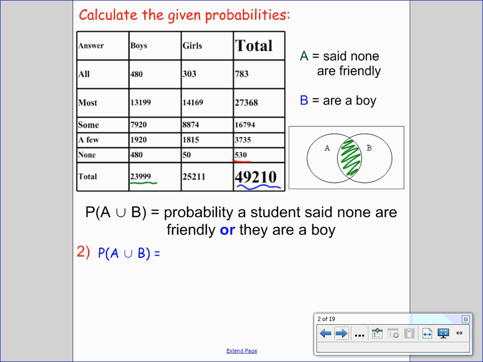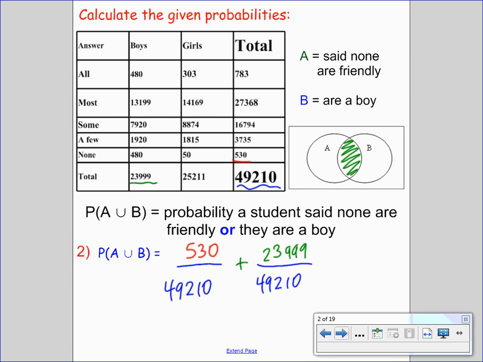So here we go. Said none are friendly. There's my red 530 out of my total 49,210, plus the probability that a randomly selected student was a boy. How do we get that? Well, how many boys are there? There's 23,999 out of my 49,210.